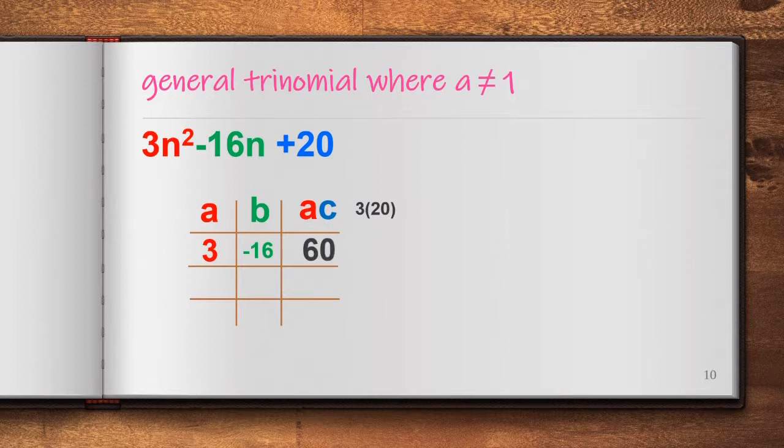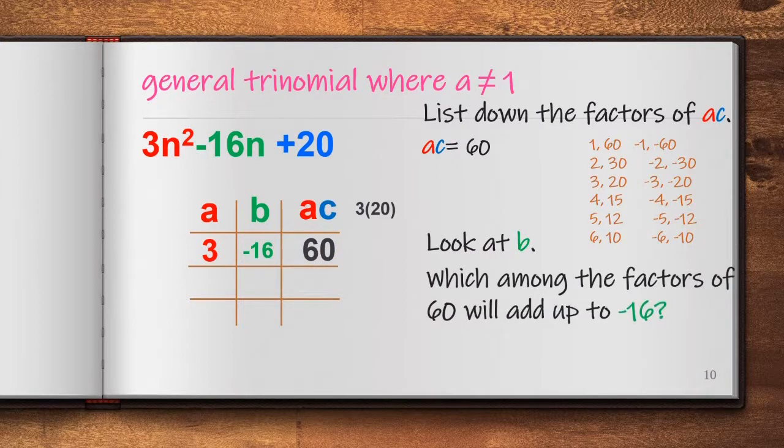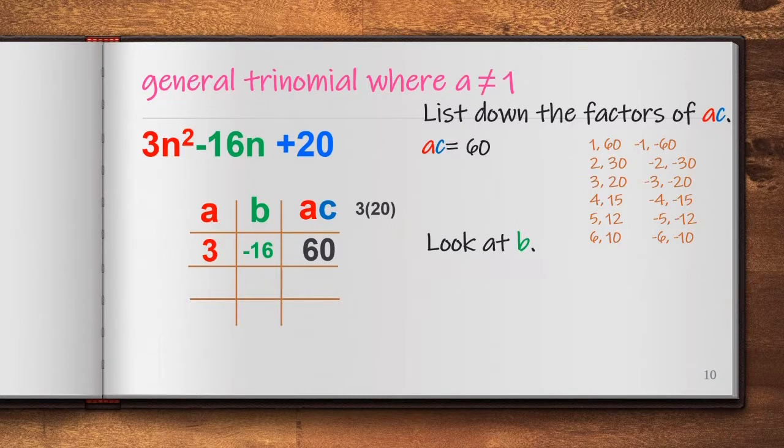Again, we will list down the factors of AC. So, ano ba yung mga factors ng 60? From there, pipiliin ulit natin alin sa kanila ang mag-a-add up to negative 16. So, laging ganun yung process. Pagkatapos nating ilista yung factors ng AC, hahanapin naman natin kung alin sa kanila ang kapag pinag-add natin ay magiging equal dun sa value ng B. So, yan yung factors, di ba? Alin dyan ang kapag pinag-add mo ay negative 16.